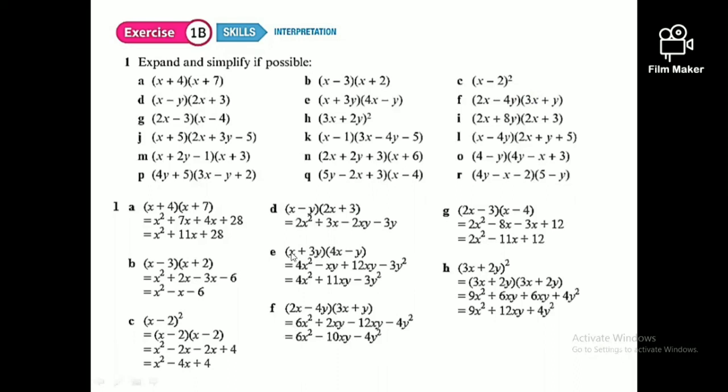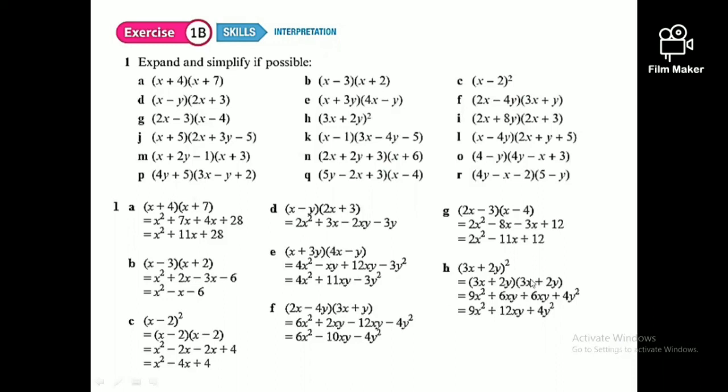Right, here. x into 4x is 4x squared. x into minus y is minus xy. 3y into 4x is 3 into 4 is 12, x into y is xy, right? If you have some similar terms, just write in the same order. Then 3y into minus y is minus 3y squared. Now you can see these two terms are similar. 4x squared minus xy plus 12xy is minus 1 plus 12, which is plus 11xy, minus 3y squared, right?